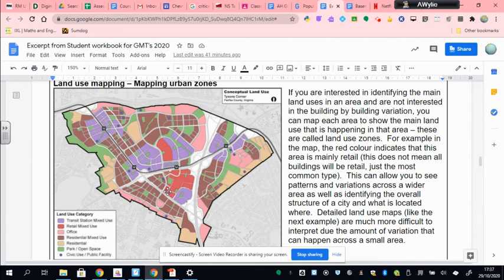Now, they might not all be retail, but the majority is retail, so we've colored this area red. The majority of this area here are transit stations with mixed use. The majority of the areas here are residential, okay? And it allows us to start to see a pattern. So the reason for creating a land use, urban zone map like this would be just to see a general pattern across an urban space, helping us identify the different land use zones.